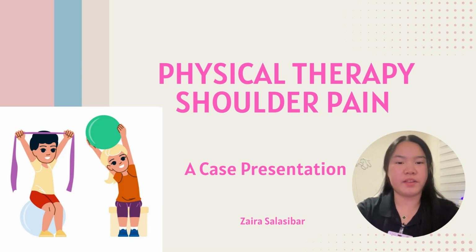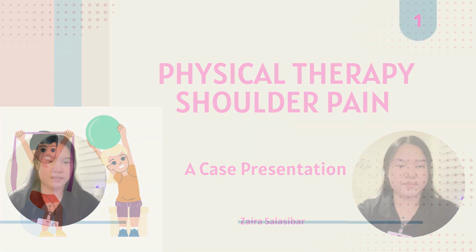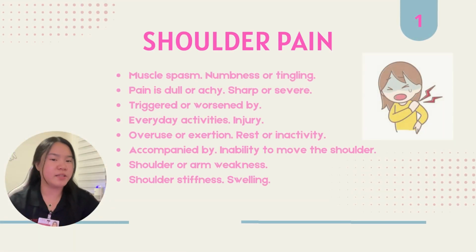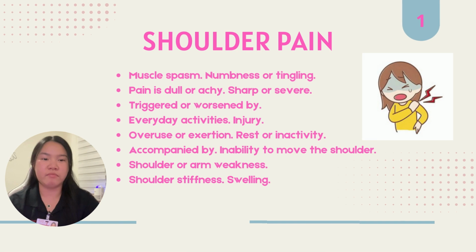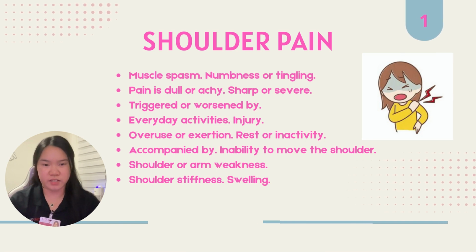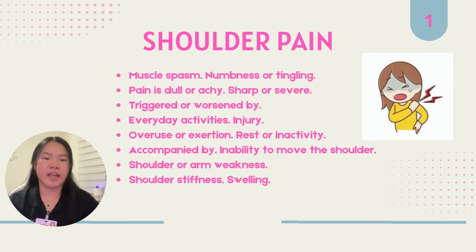I'm a student physical therapy assistant, and today we're going to discuss a case study regarding shoulder pain and how it is treated using physical therapy. Shoulder pain can involve a muscle spasm, a numbness or tingling sensation, and pain that is dull or achy.